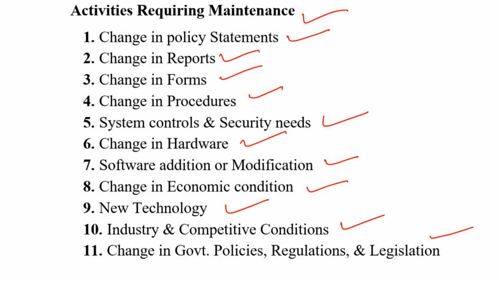And the last one, completely external: changes in government policies, regulations and legislation. Governments will keep on changing, a new government will come and they might pass new rules and regulations like that. So your system will be updated according to the new changes in government policies, regulations and legislation. These are the activities which require regular maintenance in an information system.